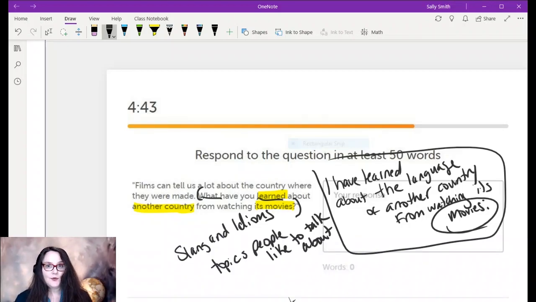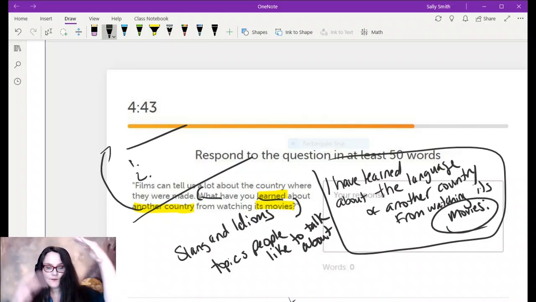So the approach would be come up with a topic sentence. Come up with one or two points that you want to talk about in the body sentence. And then for your final sentence, you want to restate your topic sentence. You're going to remind us that we talked about what we have learned from watching movies about a country. So put that together in a nice little package.